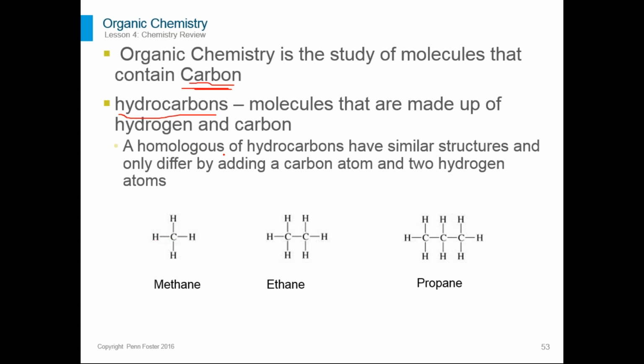And it goes into talking about homologous series. A homologous series of hydrocarbons would have similar structures, but only differ by adding a carbon atom and its hydrogens. So you've got methane, which just has 1 carbon atom. If you add another one and the hydrogens that go with it, you get ethane. If you add another one and the hydrogens that go with it, you get propane. And this list can keep going and going. It gets longer. That's what we call a homologous series, where you add one thing and it keeps growing. They have similar properties, but they're not exactly the same.